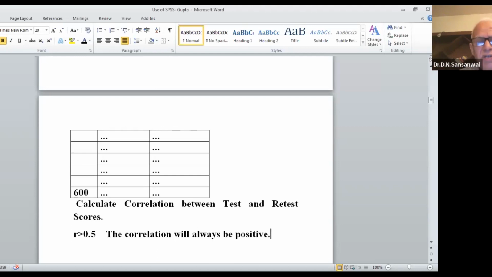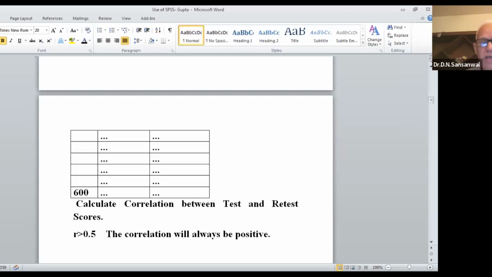Now in test-retest reliability, in reality, you do not have to bother about anything. You do not have to bother about the number of items, the difficulty level, the discrimination index, etc., because you are administering the same tool on the same people again.